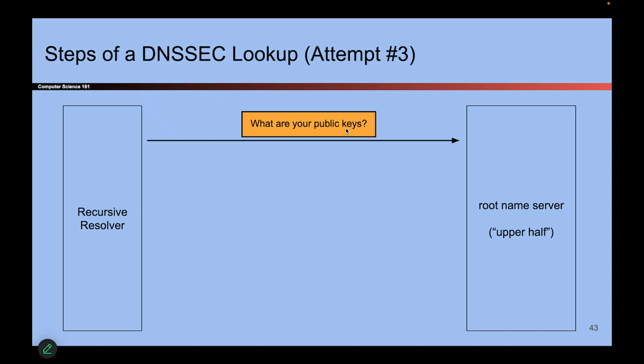So you could probably write this as, what's the IP address of eeks.berkeley.edu? But I think a better way to write it would be something like, what are your public keys, for reasons that we'll see soon. But it's still the same lookup. I still want to know the IP address of eeks.berkeley.edu. So we ask the upper half for its public keys.